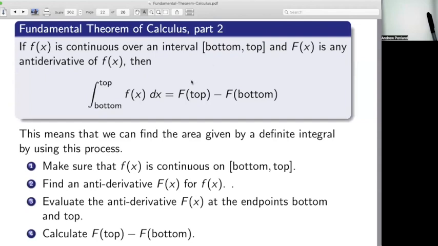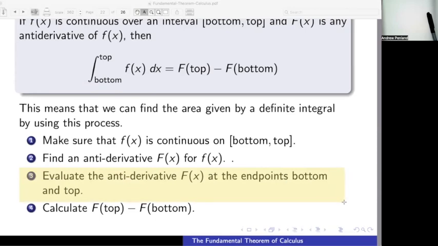Using the fundamental theorem of calculus part 2, evaluating a definite integral is a straightforward process. Step 1. We need to check that the function f of x that we are integrating is actually continuous on the interval defined by the limits of integration. Step 2. We need to find an antiderivative for f of x. We usually call this antiderivative big F of x. This means we're looking for a function whose derivative would be f of x.